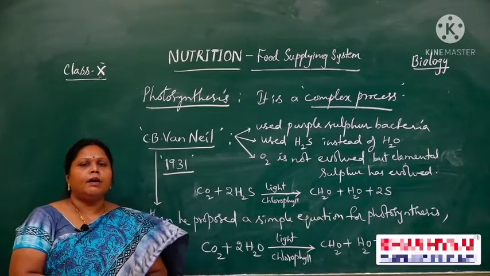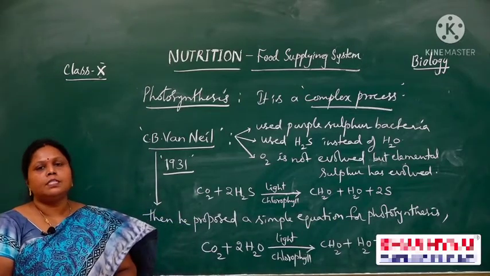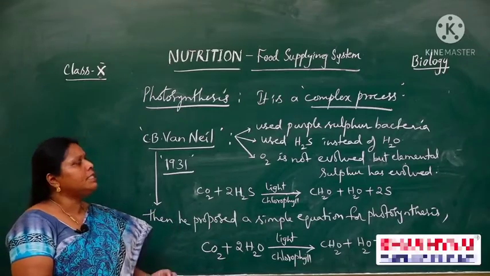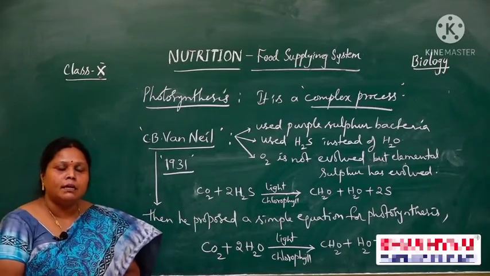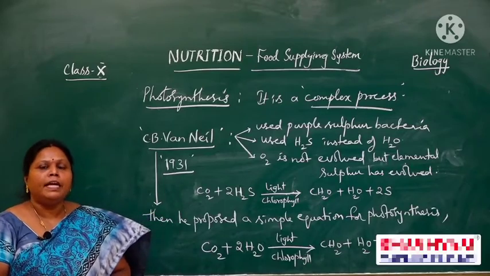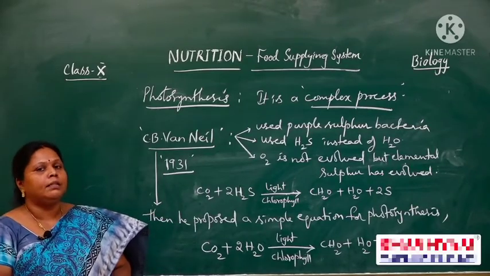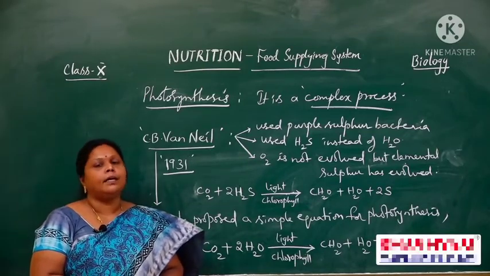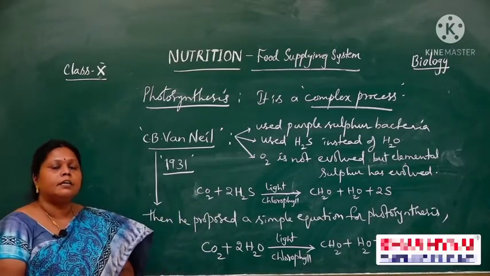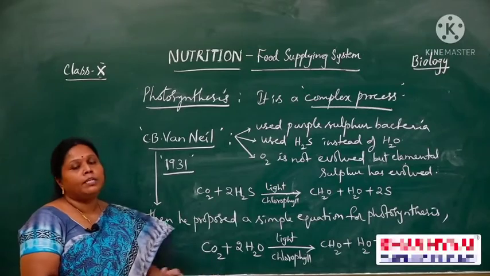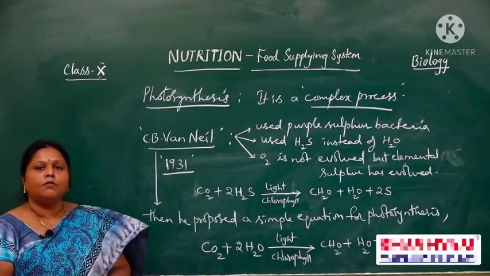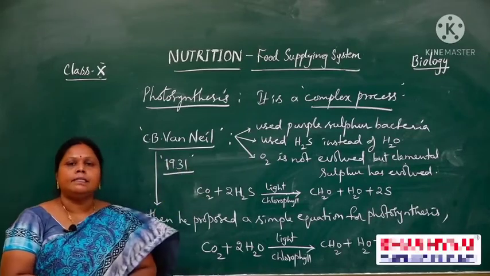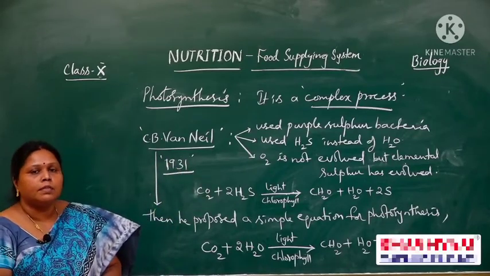Okay children, now you understood how the photosynthesis process occurs in plants. Now, photosynthesis actually is a complex process. A number of intermediary compounds are formed in this process. So several scientists have been working for the past 200 years to formulate the equation for photosynthesis. C.B. van Niel is a scientist who worked on photosynthesis.